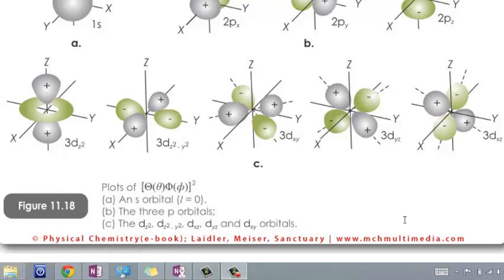Note that the dxy and the dx squared minus y squared are both centered in the xy plane. However, the lobes of the dx squared minus y squared lie along the x and y axes, while the lobes of the dxy lie between the axes. The fifth orbital, dz squared, has a unique shape with 2 lobes along the z-axis and a belt centered in the xy plane. The d orbitals for levels of n greater than 3 look much like these 3D orbitals, but with larger lobes.